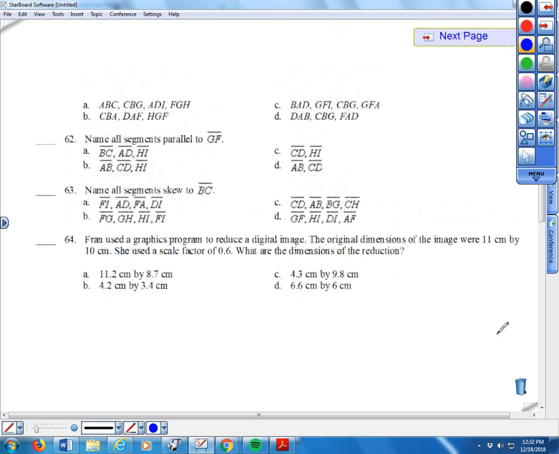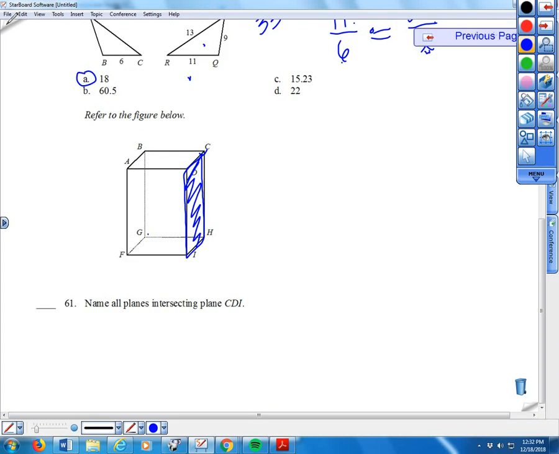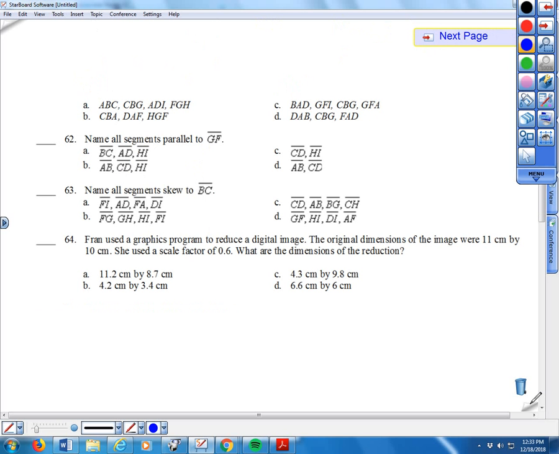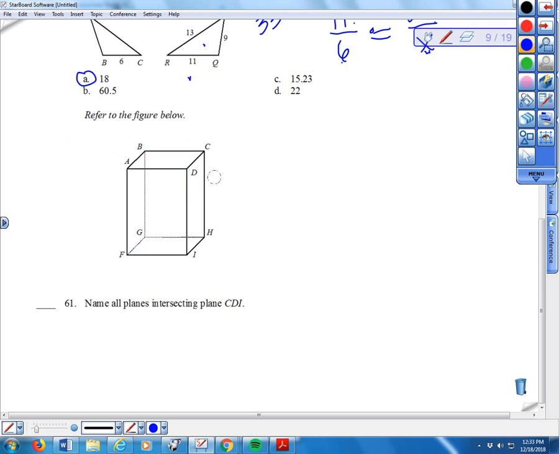Name all segments parallel to GF. GF is right here. So this segment's parallel, this is parallel, this is parallel. Skew to BC. BC is here. Skew. CD is not. CD intersects. But IH is skew. And FG is skew. What else? AF, yep, and DI. They don't intersect and they're not parallel. They're skew.